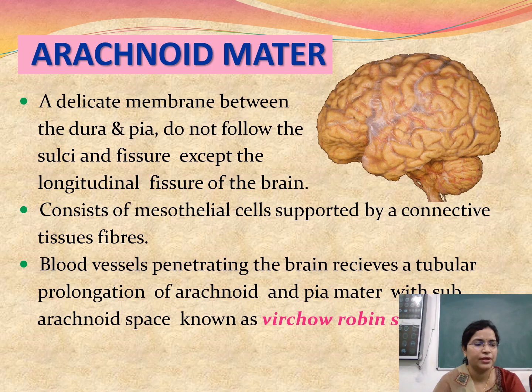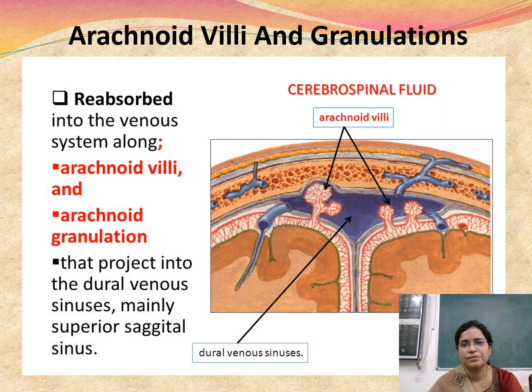Arachnoid mater, a delicate membrane between the dura and the pia mater, does not follow the sulci and the fissures except the longitudinal fissure of the brain. It consists of mesothelial cells supported by connective tissue fibers. Blood vessels penetrating the brain receive a tubular prolongation of arachnoid and pia mater with the subarachnoid space, known as Virchow-Robbins space.